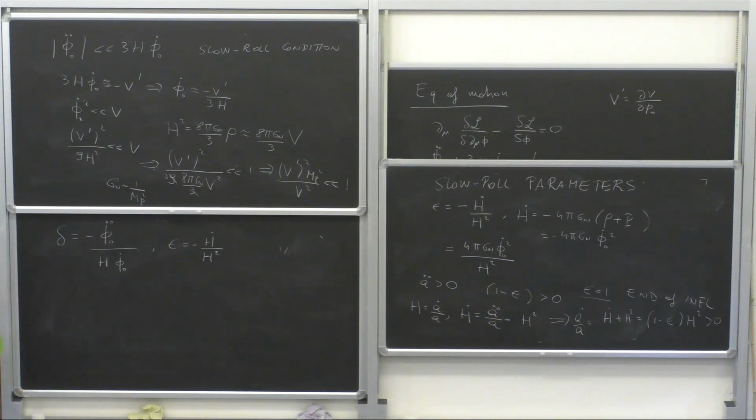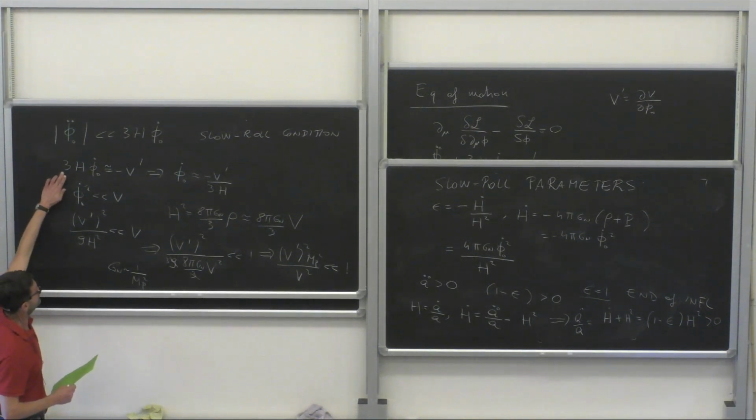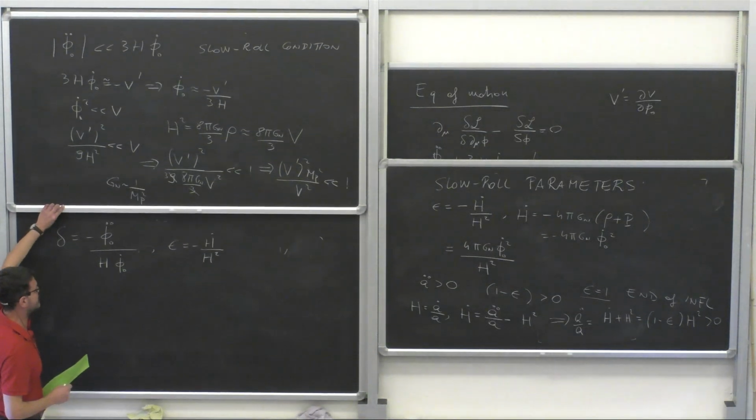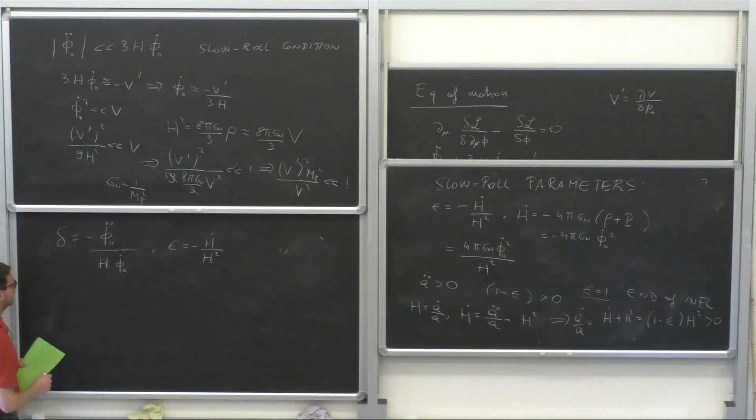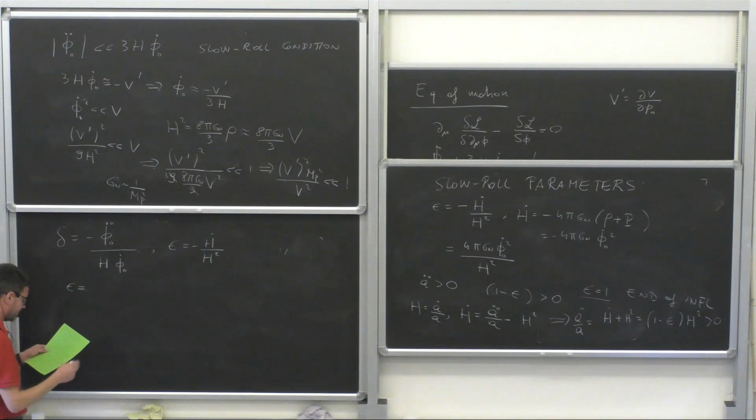If I use this equation here, you can show easily, and I'm not going to do it because it will take a little bit of time, that in fact the delta, well, let me start from the epsilon. The epsilon is in fact, in terms of the potential, you can express everything in terms of the potential.